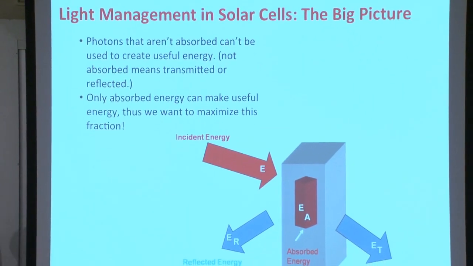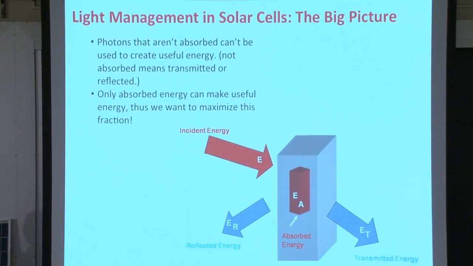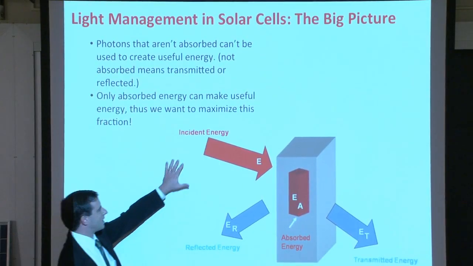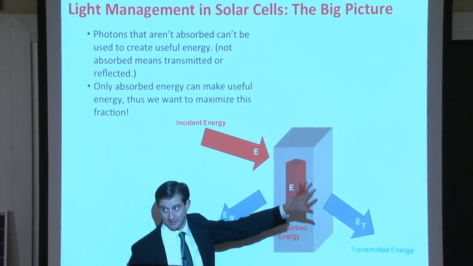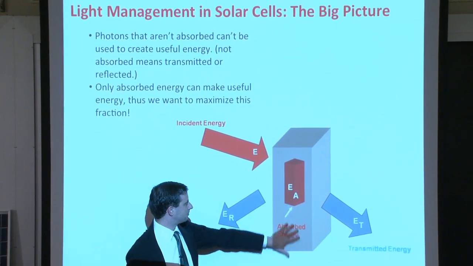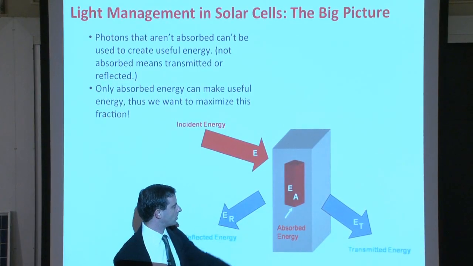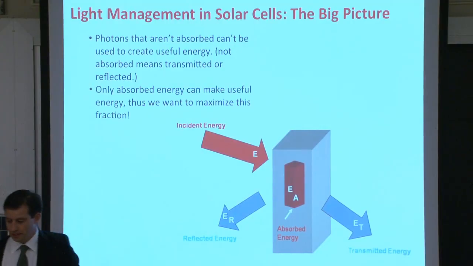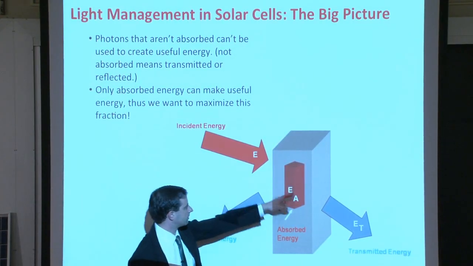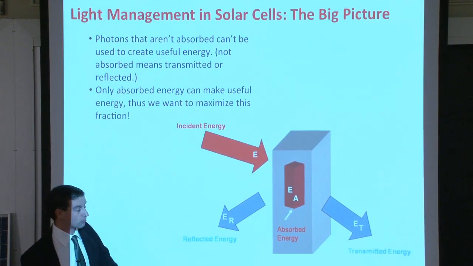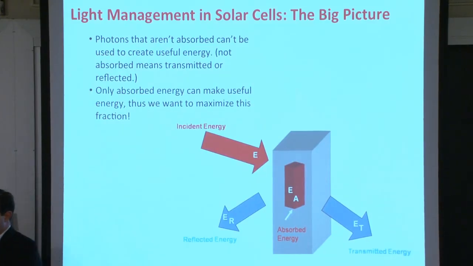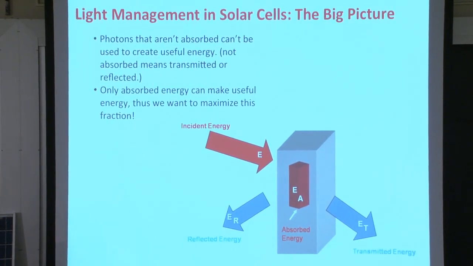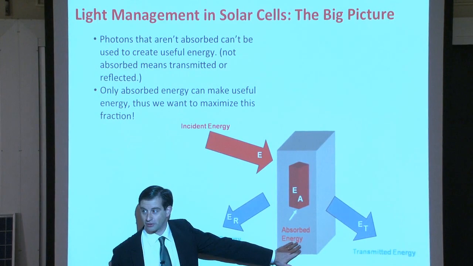To think of this pictorially, we can come up with the following diagram where we have some incident energy, in this case incident light. Here's our medium. Here's the amount of light that gets absorbed. Here's the amount of light that gets transmitted right through, that does not get absorbed within the material upon passing through it. And there's a certain amount of light that just gets reflected off the front of your solar cell device. We want to obviously maximize this part right here.